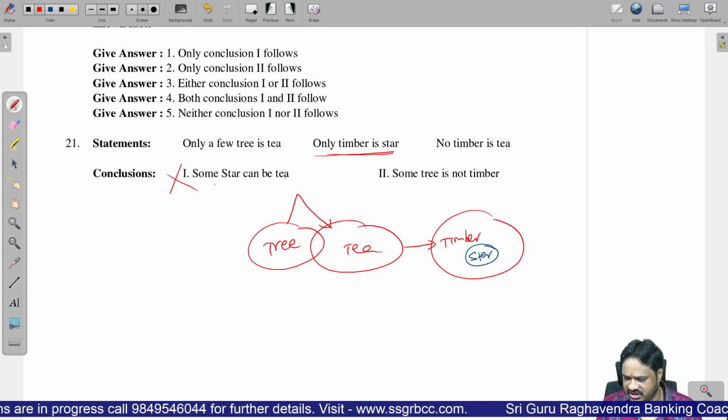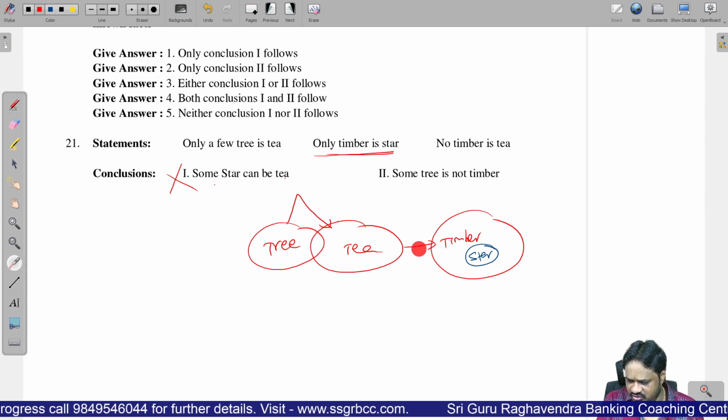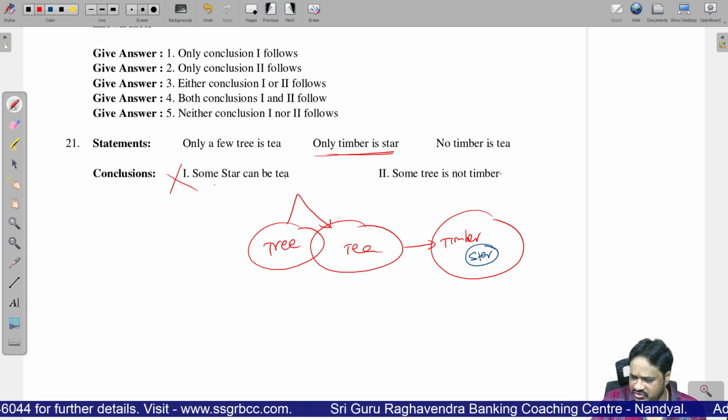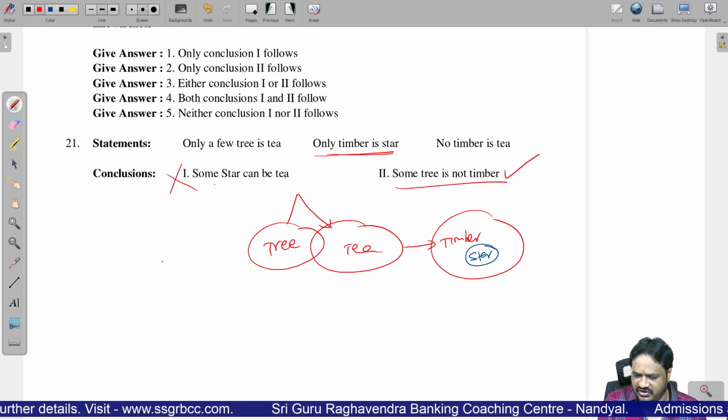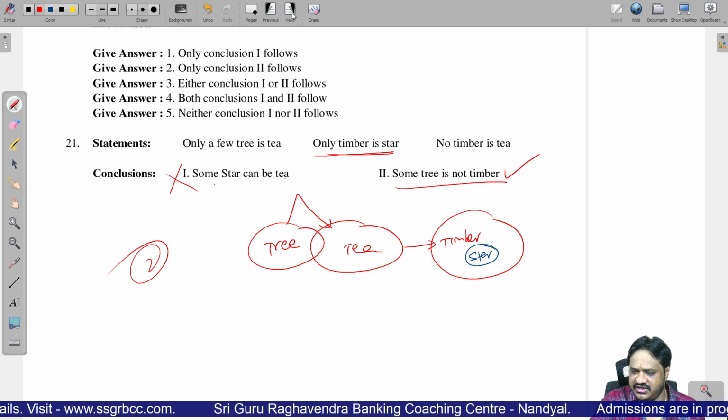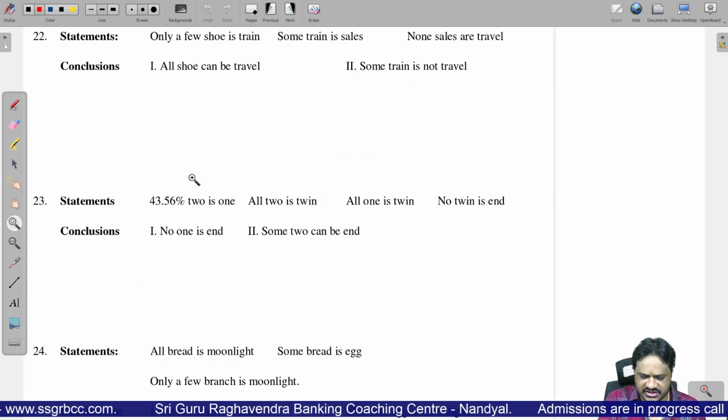Some tree is not timber. See this one, no T is timber. Inside T, some part of tree is there. Therefore, some tree is not timber definitely follows. So, only second one definitely follows. Let us see the next question.